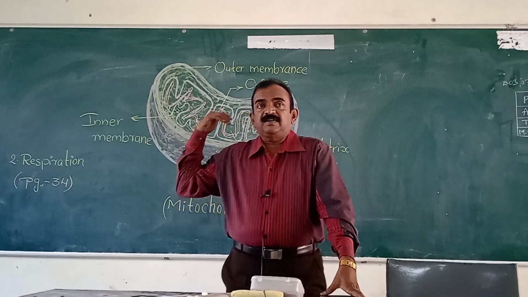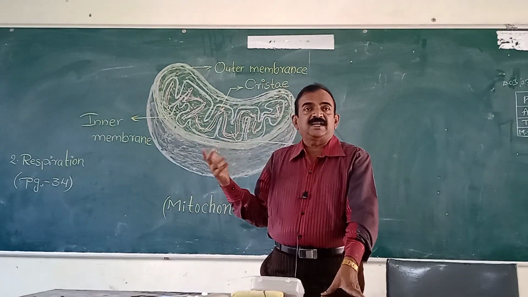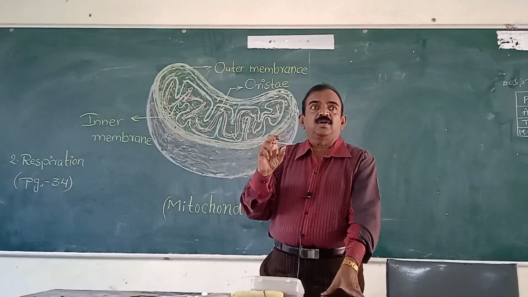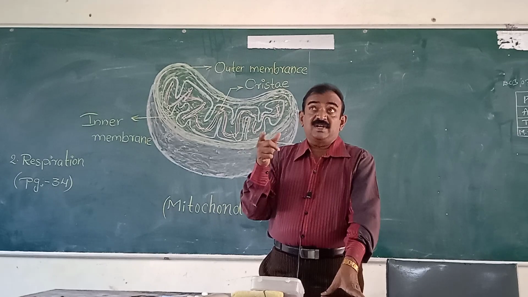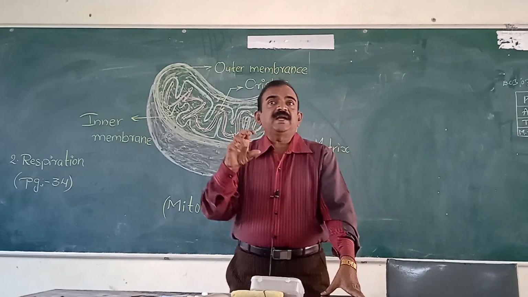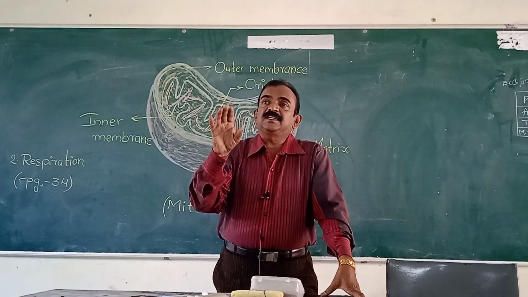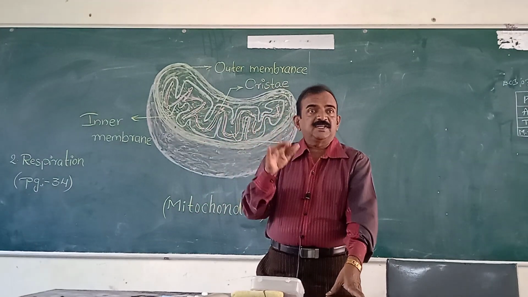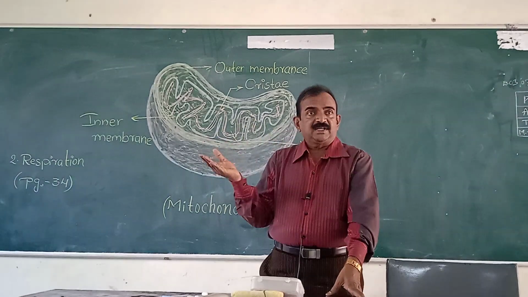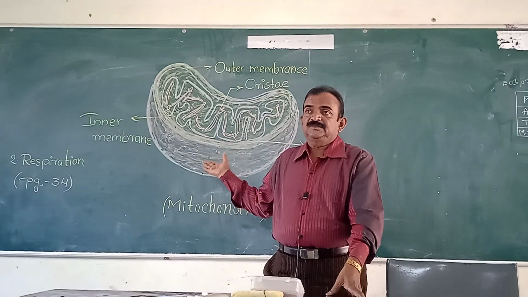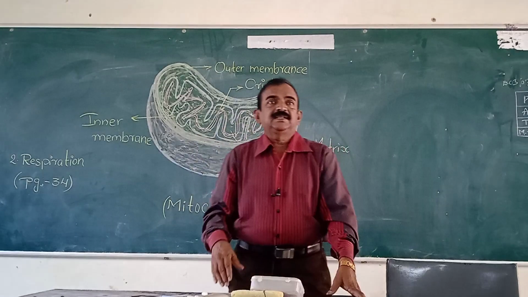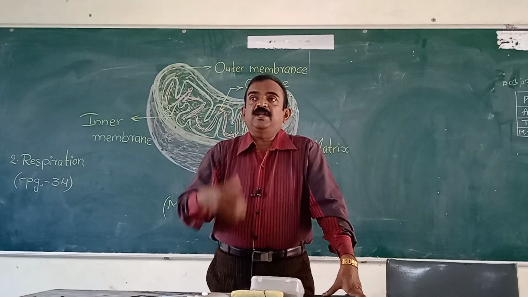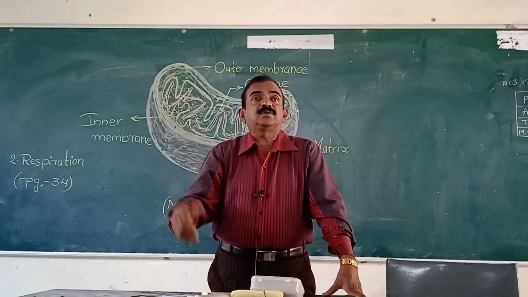But in case of higher plants and animals, they are called eukaryotes. Nucleus is well developed, surrounded by a nuclear membrane. And here, cellular respiration takes place in cytoplasm as well as in mitochondria. This is mitochondria. In the presence of oxygen, that is called aerobic respiration. In aerobic respiration, more ATP molecules are released.